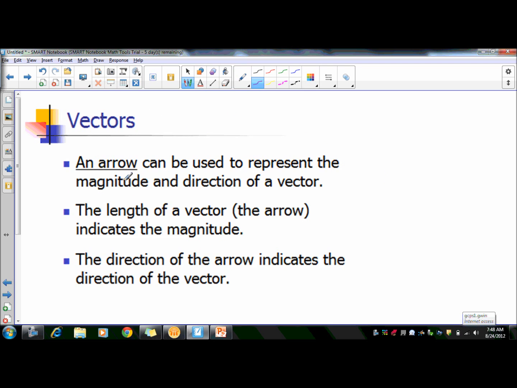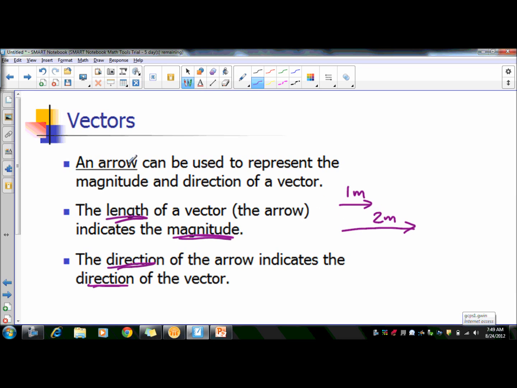All right, so vectors. For vectors, an arrow is what we're going to use to represent a vector. The length of the arrow gives you the magnitude. So the longer the arrow is, the larger the magnitude. For example, this might be 1 meter in scale, and this one would be 2 meters in scale. The direction of the arrow indicates the direction of the vector. In this example, both of these vectors are going to the right, or to the east, depending on exactly what scale we're using for the direction.